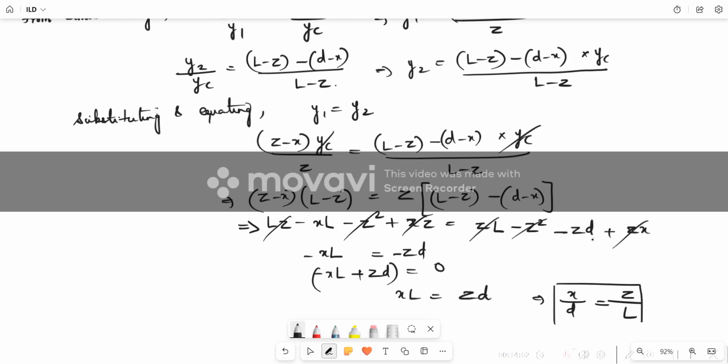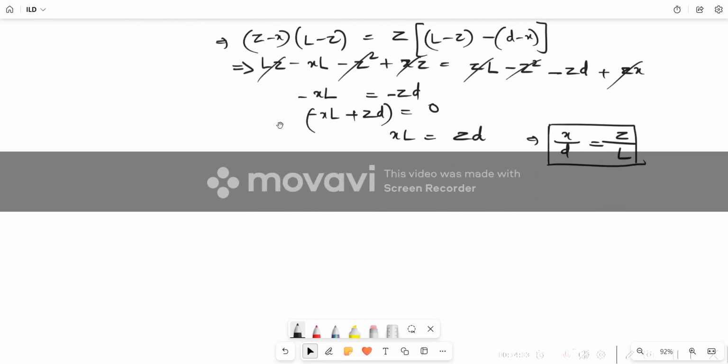This is a very important result, which means you are going to position your load. That is the x by d which you will see is equal to z by L. So the position of the moving load is so placed that the section divides the load in the same ratio as it divides the span. Okay, z by L is the ratio in which the span is divided. The same ratio the load also should be divided and kept over section C. So this is a very, very important result.